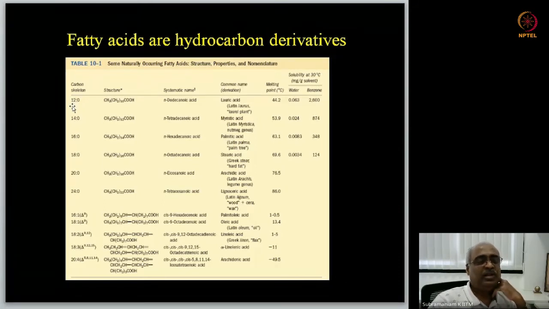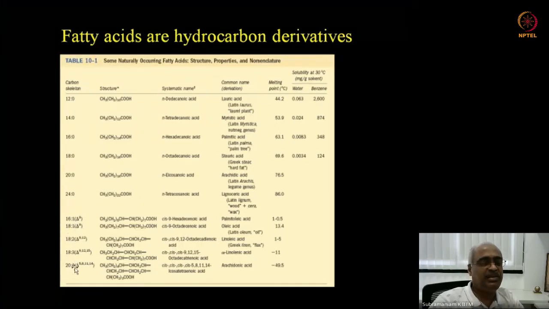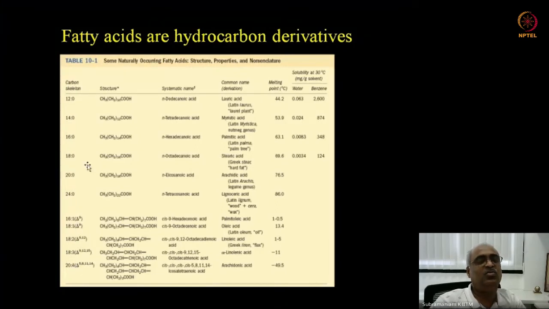12 means you have 12 carbons. So the carboxyl carbon is number 1, then you continue to number towards the methyl group. And this colon and 0 means the degree of unsaturation. How many double bonds do you have in this chain? So in this particular molecule, it is 0. On the other hand, if you look at it here, you have 1 double bond, 2 double bonds, 3 double bonds, and 4 double bonds, and so on. So that is one thing.